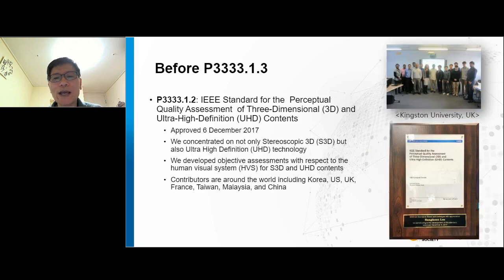And the second standard is 1.2, which is mainly for the perceptual quality assessment of 3D and ultra high definition contents, and it was approved by IEEE in 2017. Mainly, perceptual quality assessment on 3D and UHD contents was important. So that is the second standard.